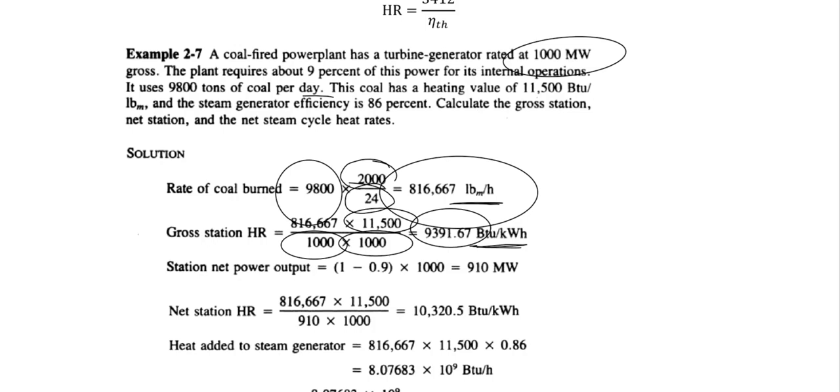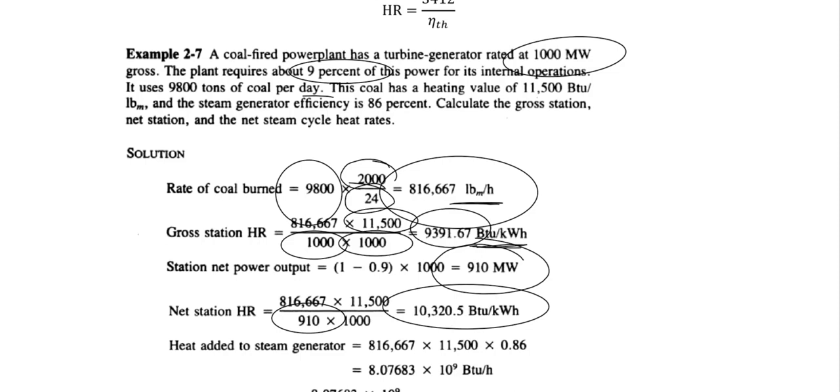The station net power output is when you subtract 9% from it, meaning the total 91% would be the net power output of the station. So that is 910 megawatt. So you can just change that to 910 and you will get the net station heat rate.